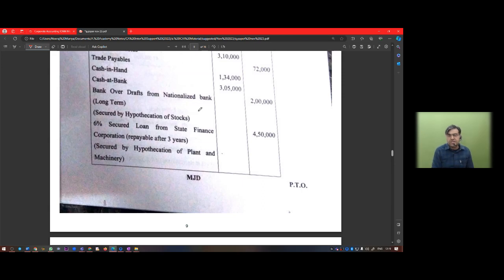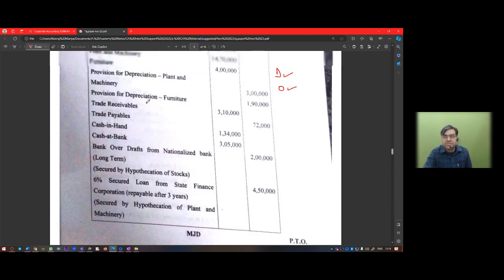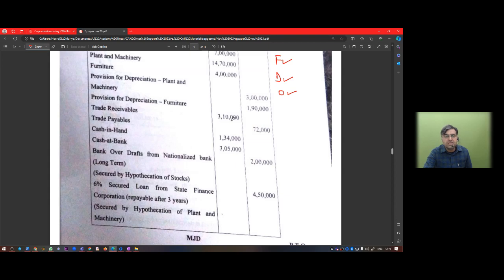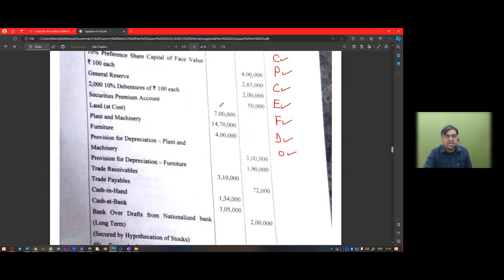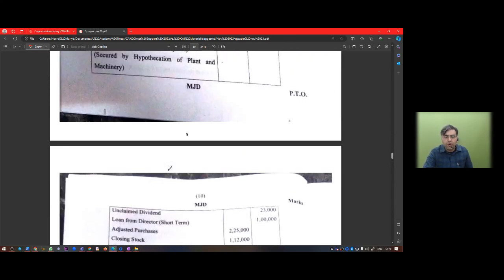45,000 into 6%, 27,000. How interest is included? Anyway, leave it. Cash, bank is okay. Trade payables, okay. Provision for depreciation on these two assets, land, securities premium, debentures, general. So we have taken into a factor everything, guys. Now, what we need to do is the quick audit of the same, and that will be the last leg of the question. Good luck. Be ready for the next hard work.